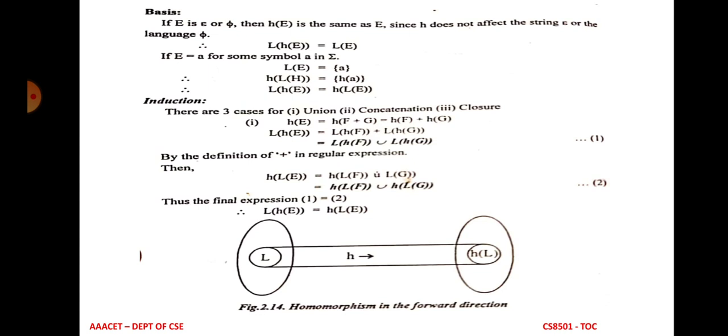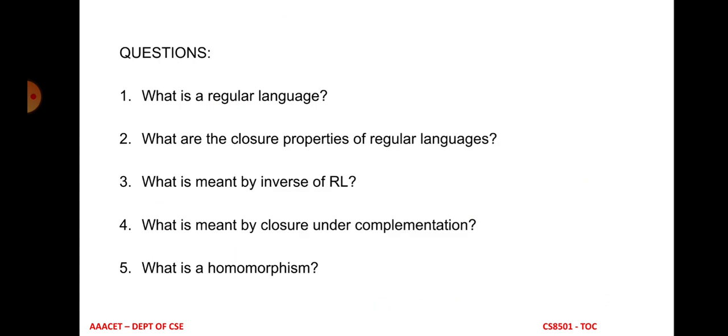So by the definition of plus, we replace it by union, or union is replaced by plus. Thus, from the final expression we can equate L of h of E to h of L of E. So this is the proof of the homomorphism. If the homomorphism is in the forward direction, it is homomorphism. If it is in the backward direction, it is called inverse homomorphism.